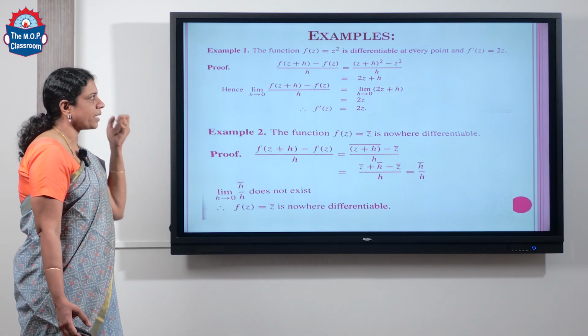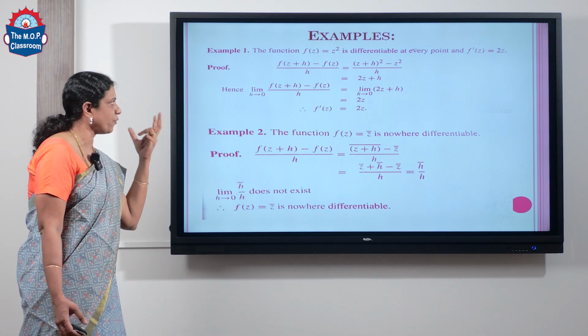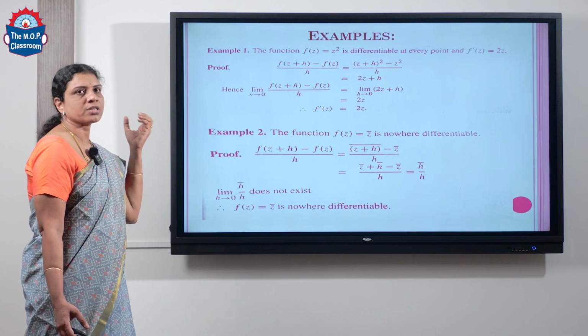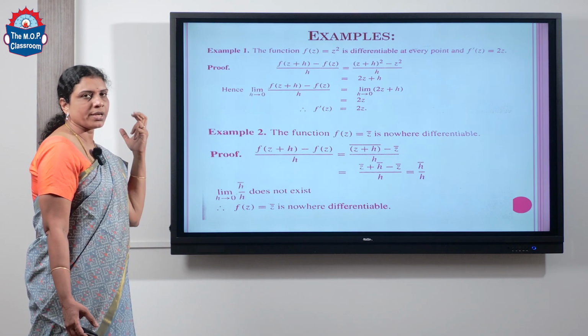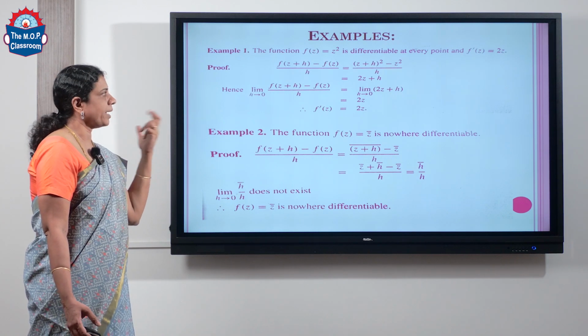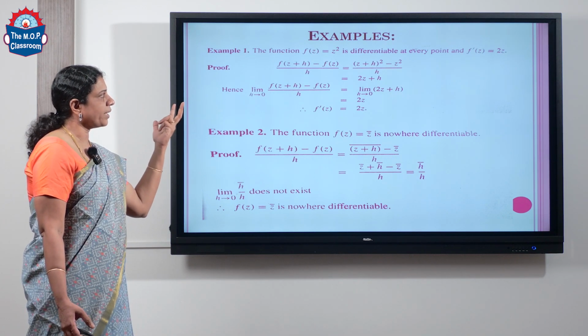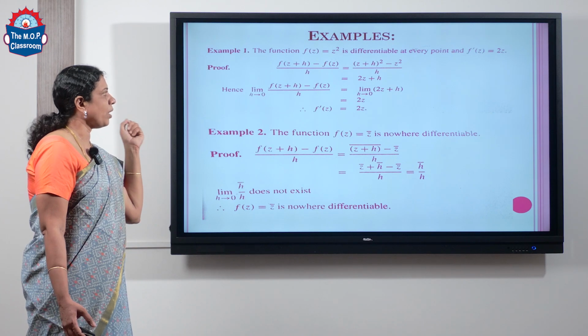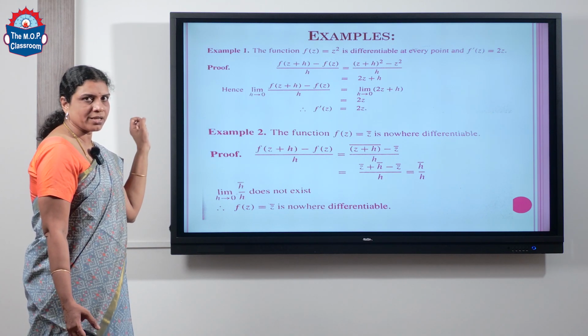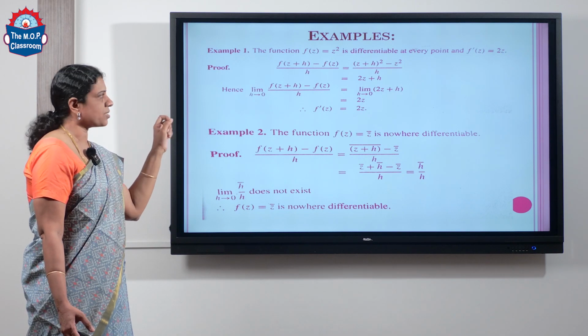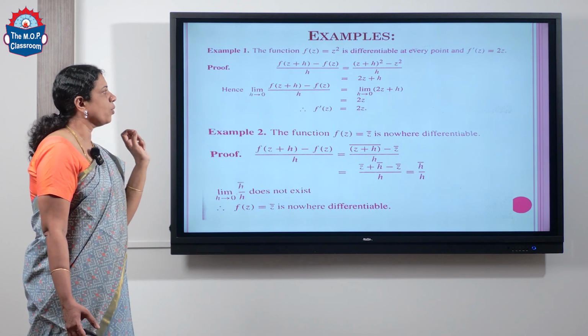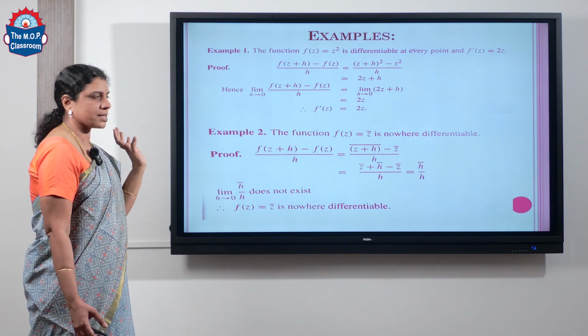So what is f(z+h)? We have defined the function f(z) = z², so it is (z+h)² − z². It is of the form (a+b)² − a², so it cancels and you will get 2z + h. Now we approach the limit. When h tends to 0, the limit of 2z + h will be equal to 2z. We have proved the result.